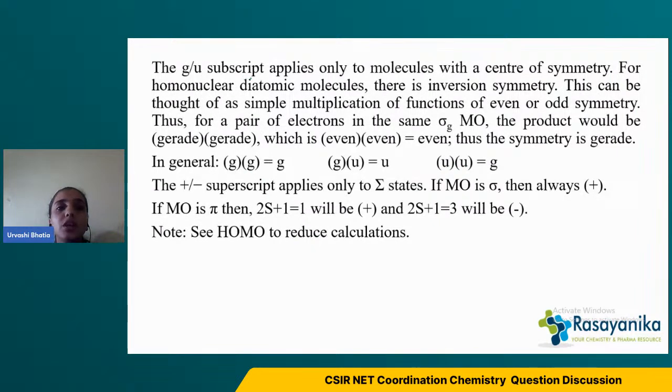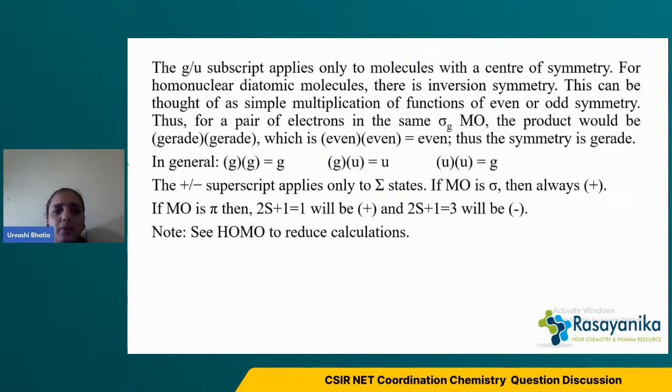The g/u subscript applies only to molecules with a center of symmetry. O2 has a center of symmetry, so g and u will be applied here. NO doesn't have a center of symmetry, so g/u will not be applied there. For homonuclear diatomic molecules like O2, there is inversion symmetry. This can be thought of as a simple multiplication of functions of even or odd symmetry. Thus, for a pair of electrons in the same sigma g molecular orbital, the product would be gerade times gerade, which is even times even, equal to even. Thus, the symmetry is gerade.